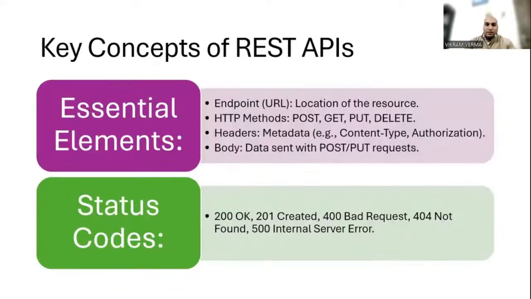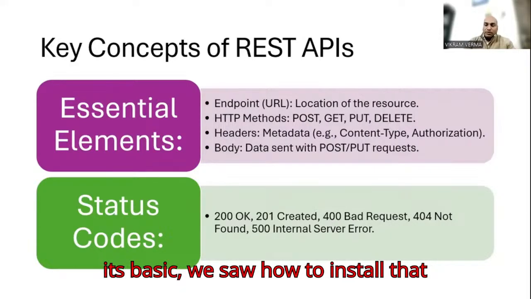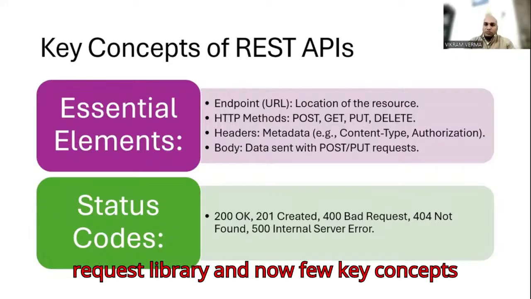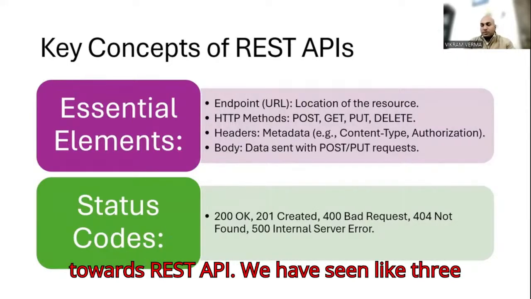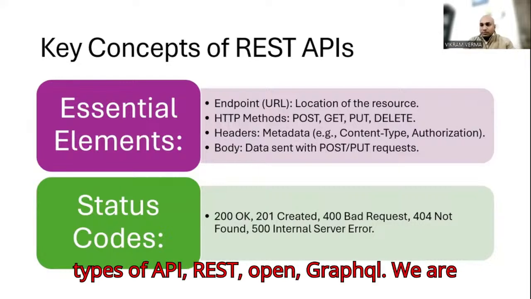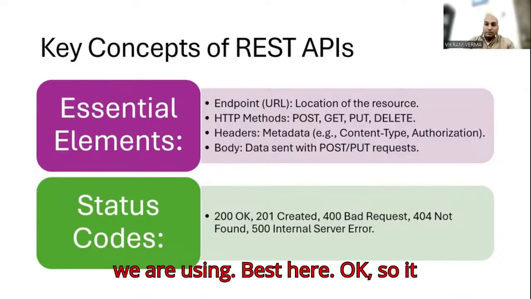All right. So of course, now we saw what API is, we saw its basics, we saw how to install that request library, and now a few key concepts of REST API. So now we are moving towards REST API. We have seen three types of API: REST, SOAP, and GraphQL. We are not using SOAP, we are not using GraphQL, we are using REST here.